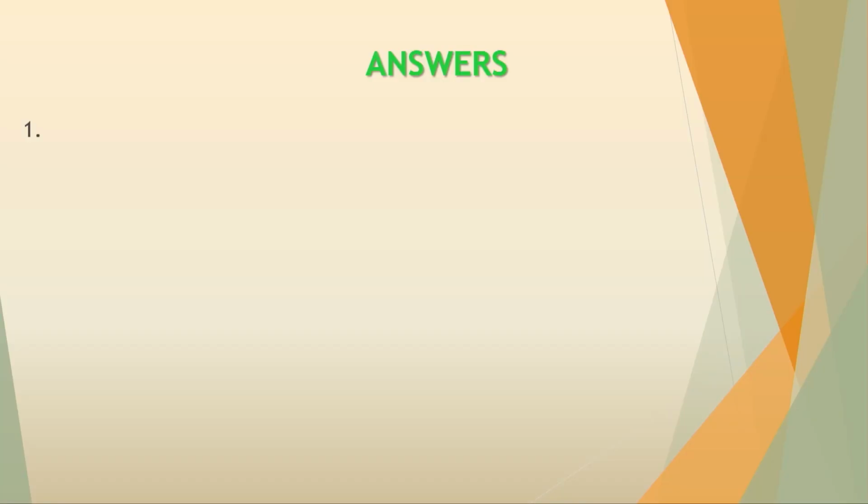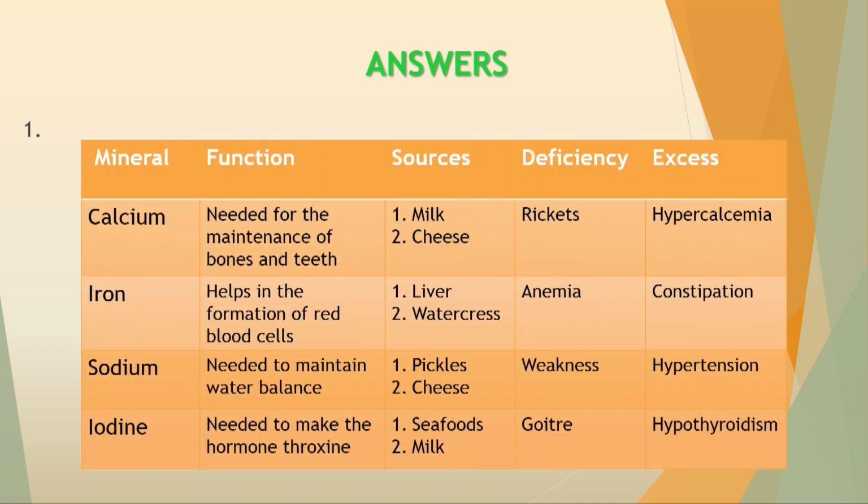Let's see the answers for question 1. We will take calcium. The function of calcium is needed for the maintenance of bones and teeth. The 2 sources are milk, cheese. The deficiency of calcium is rickets. And the excess is hypercalcemia.